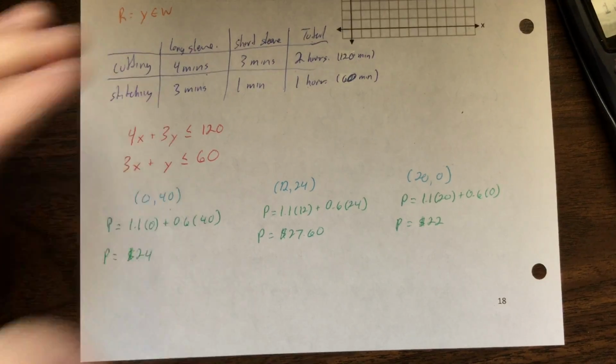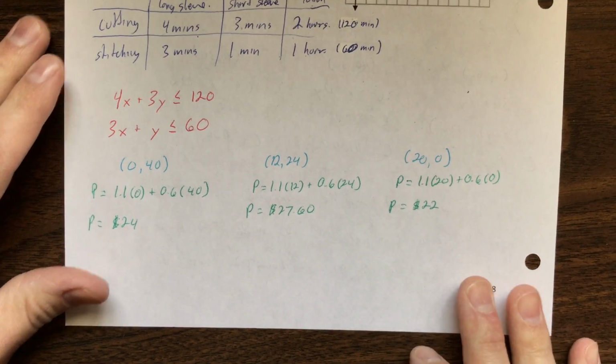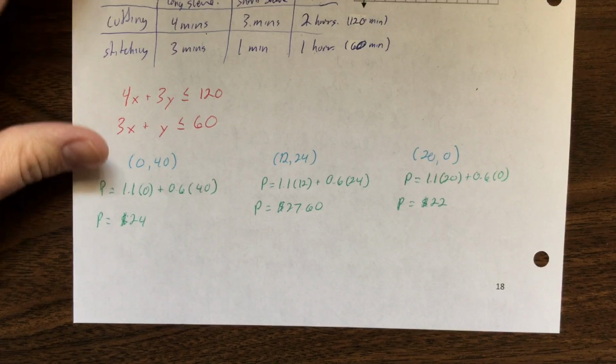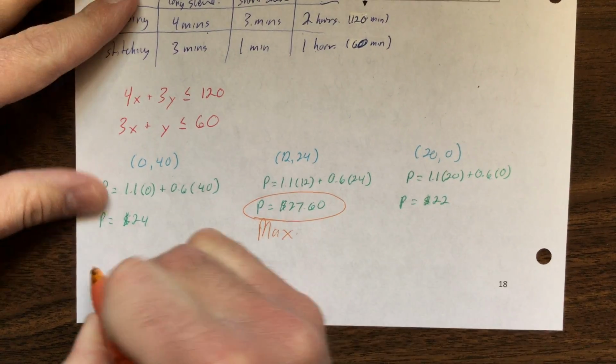Now you might be able to kind of already figure out, based on those numbers that we're seeing, which one's going to maximize our profit. Well, it's the biggest one. That shouldn't be a huge surprise, but this is our max.